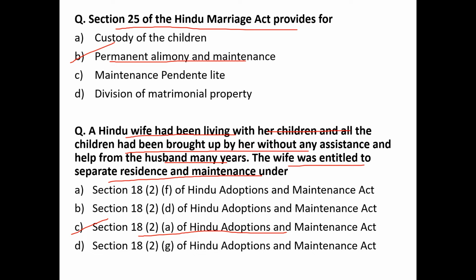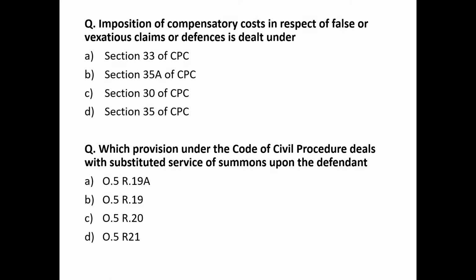Option C. Next question. Imposition of compensatory cost in respect of false or vexatious claims or defences is dealt with under Section 35A of CPC. Next question. Which provision under the Code of Civil Procedure deals with the substituted service of summons upon the defendant? It's option C, Order 5, Rule 20.